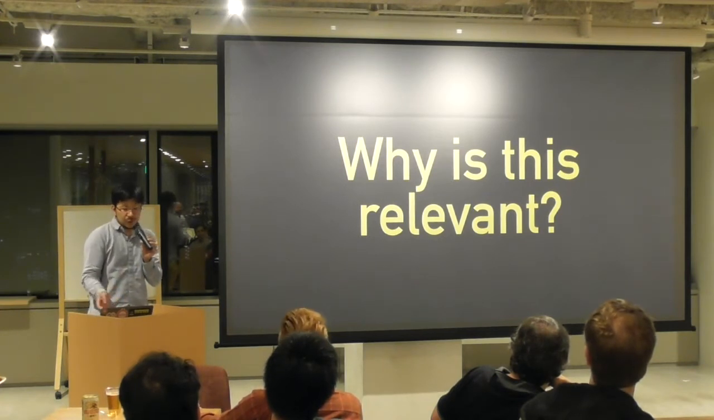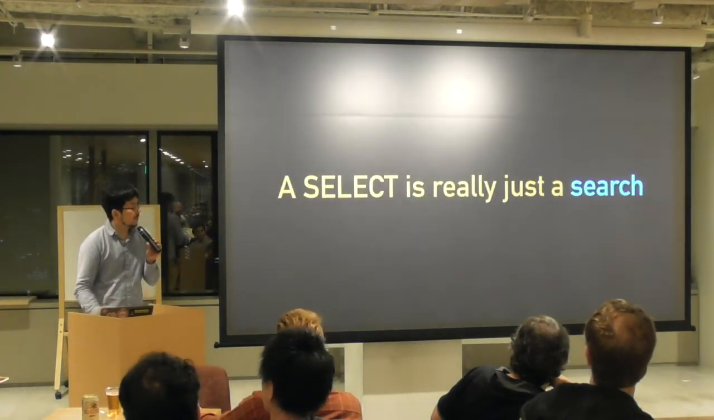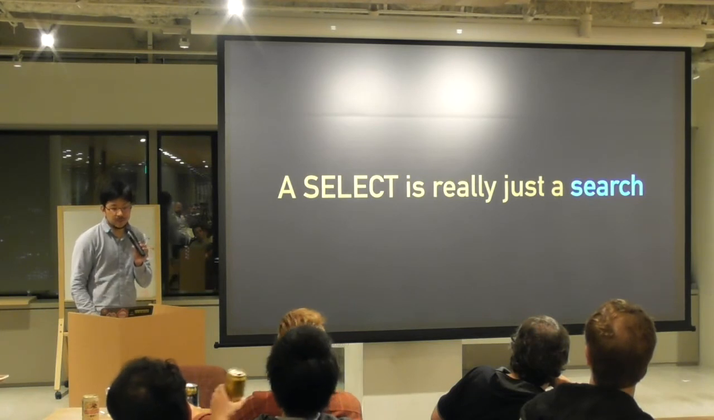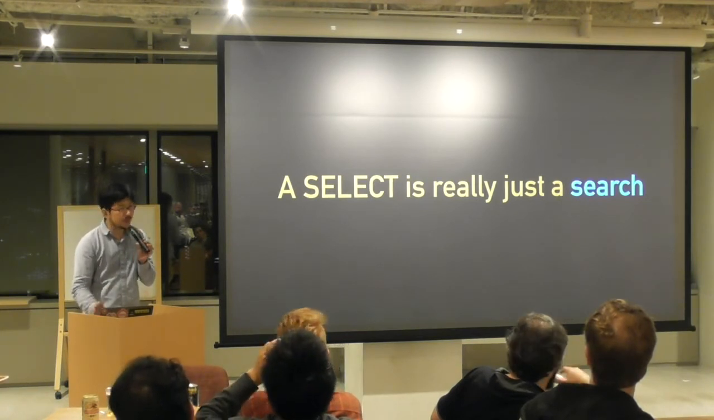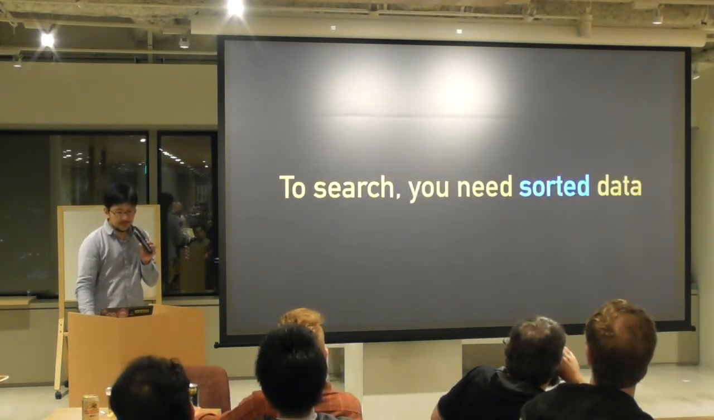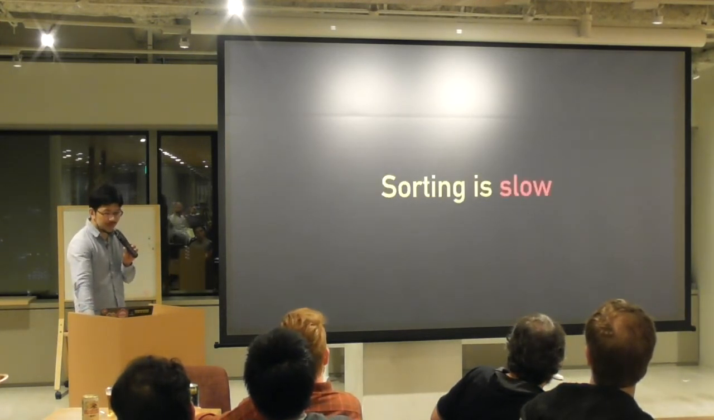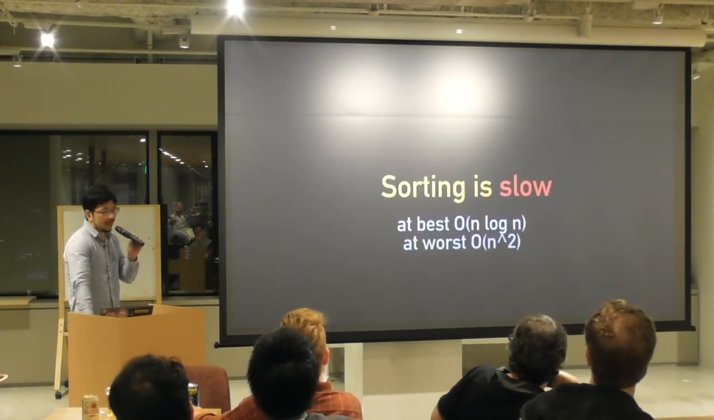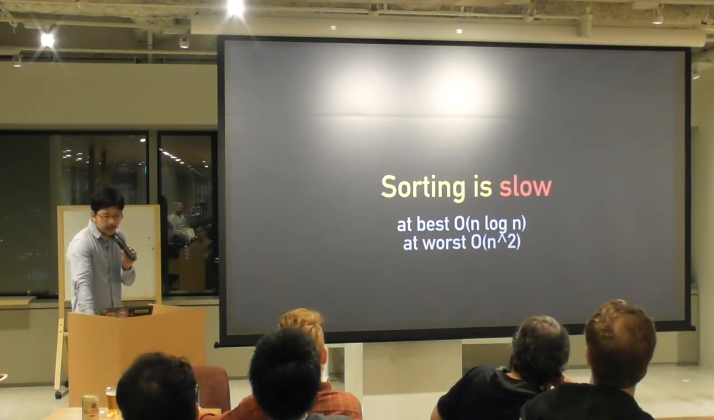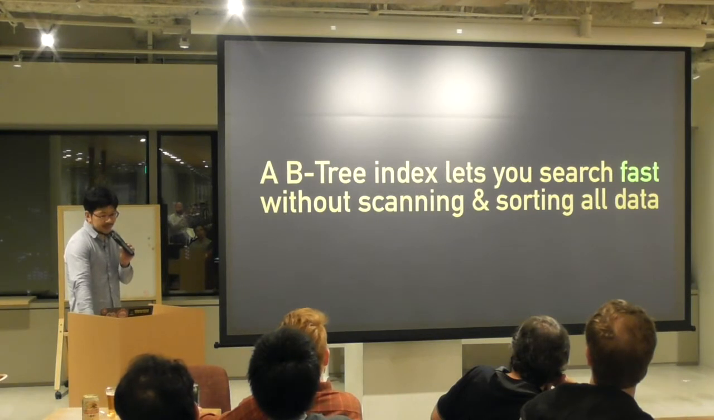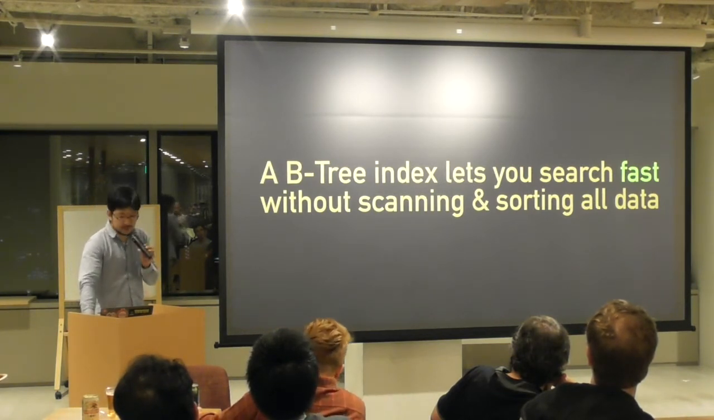In a database, you usually use a select, but what is a select? A select is a search, if you compare it to computer science search. And in order to search, you want to have sorted data. Unfortunately, compared to searching, sorting is actually really slow. Even the best algorithms typically are at n log n or n squared complexity in the worst case. So the great thing is that if you have a B tree index, because it's sorted, it lets you search really quickly without having to scan and sort everything.